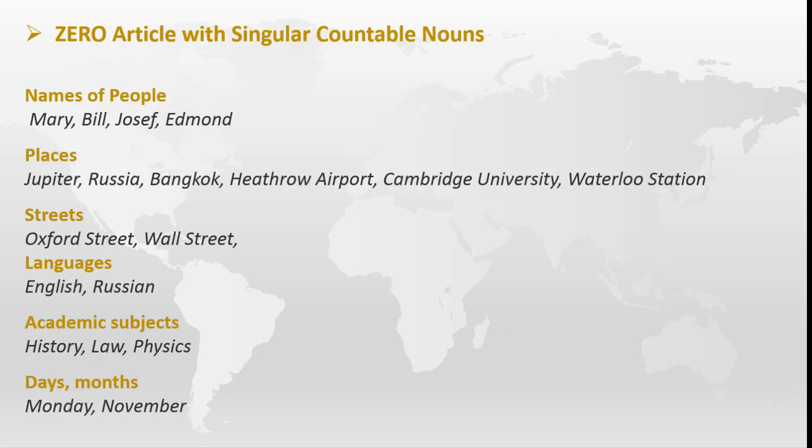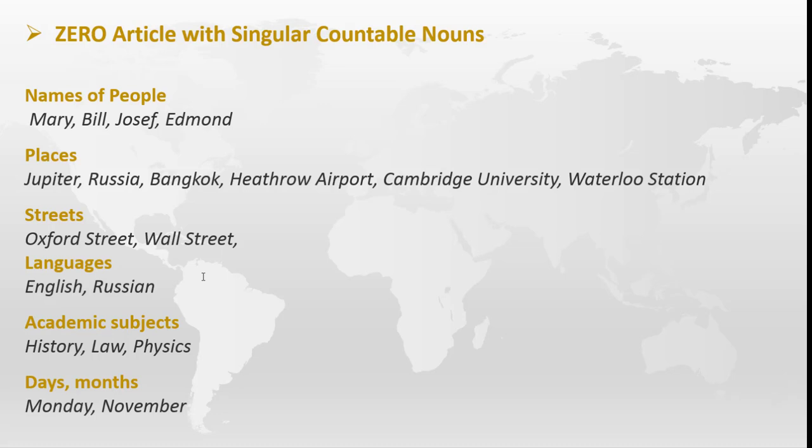Now let's look at the cases where we have a singular countable noun and we need no article before them. Let's review all these cases one by one. First of all, names of people: Mary, Bill, Joseph, Edmund. They need no article before them. Places: Jupiter, Russia, Bangkok, Heathrow Airport, Cambridge University, Waterloo Station. Streets: Oxford Street, Wall Street. Languages: English, Russian, Spanish. Academic subjects like history, law, physics.